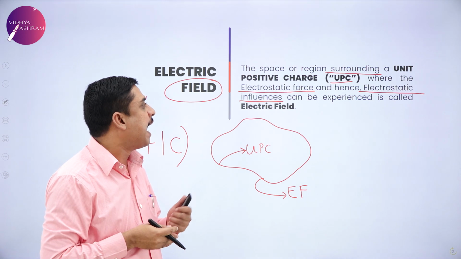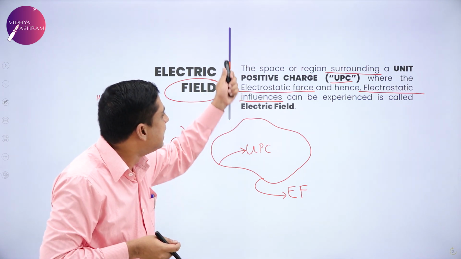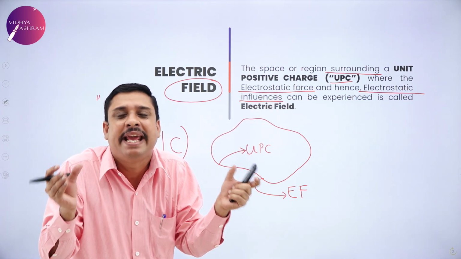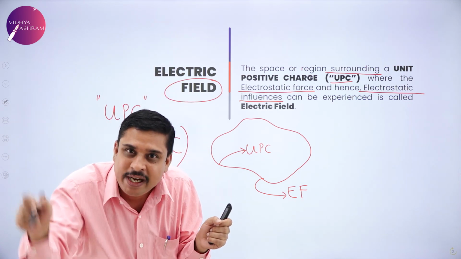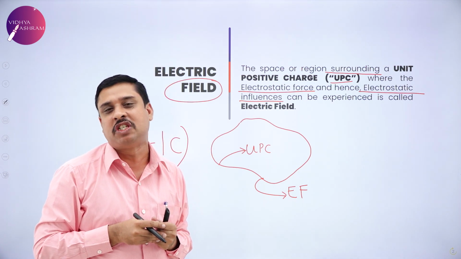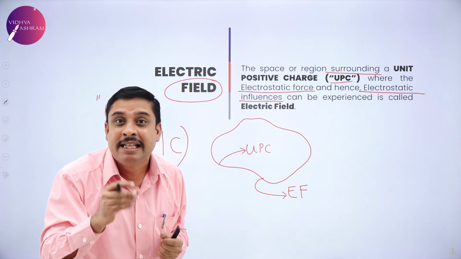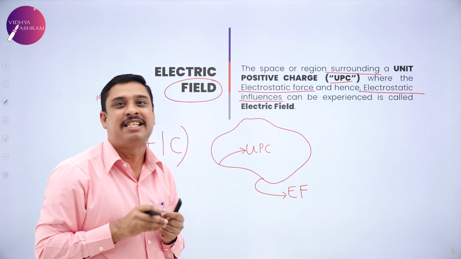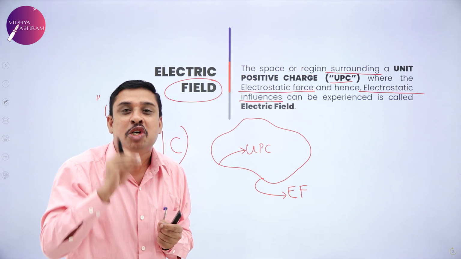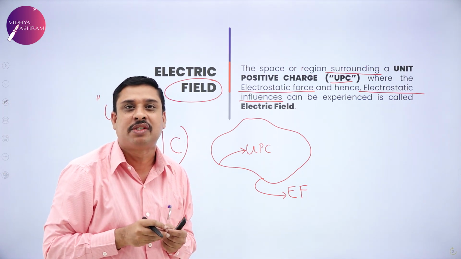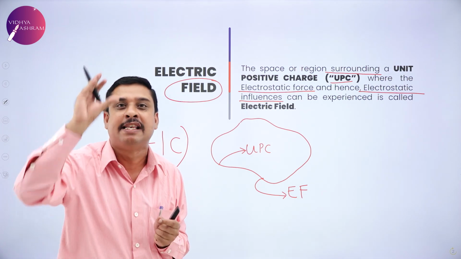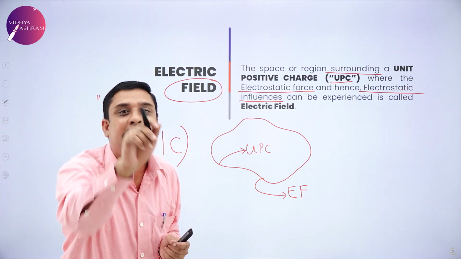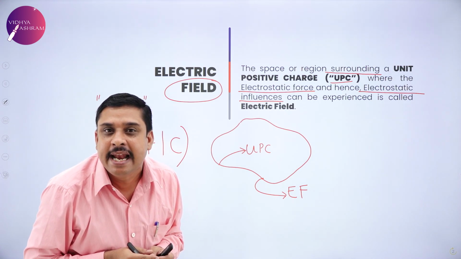So, to go back again, we say the space or region, some space, some region which is surrounding a unit positive charge, where the electrostatic influences should act on the charge. The electric field should exert some electrostatic force. There should be some rotation, some torque, some potential energy due to that space. Only then I call that an electric field.